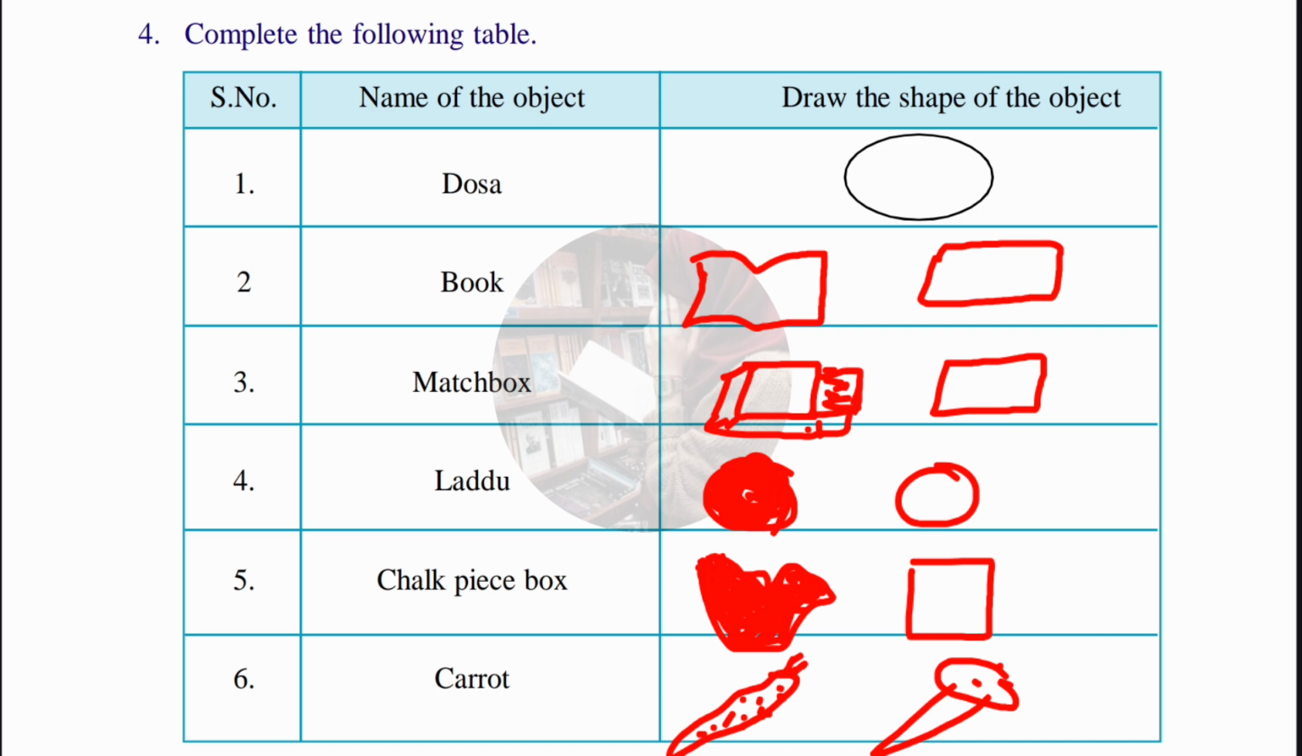Okay, so first one is dosa. So we have to draw the shape of dosa, which is in round shape. Next, second one is book. We have to draw the picture of book, the shape of the book.